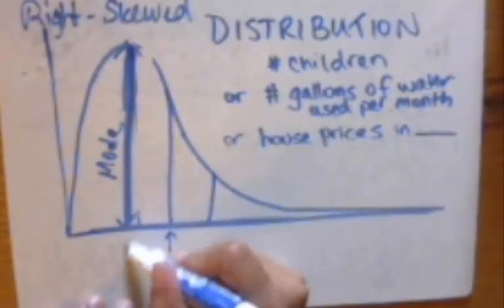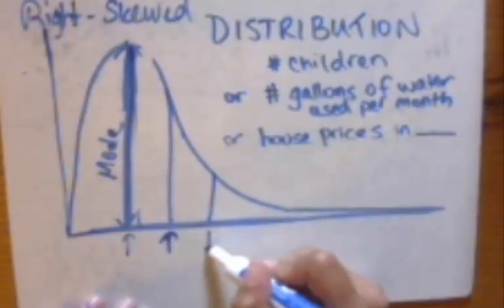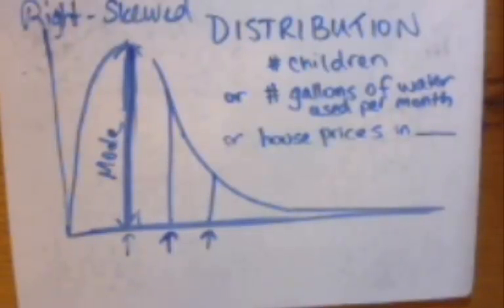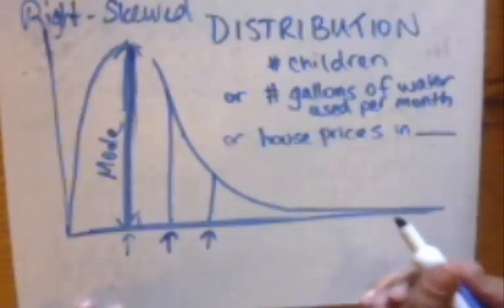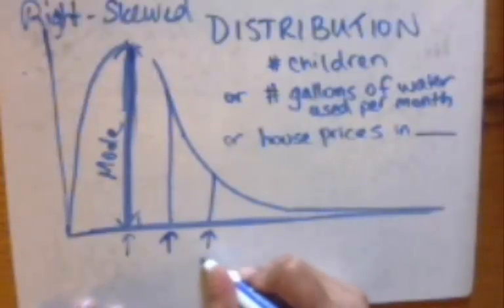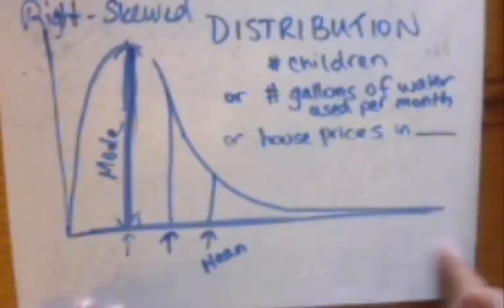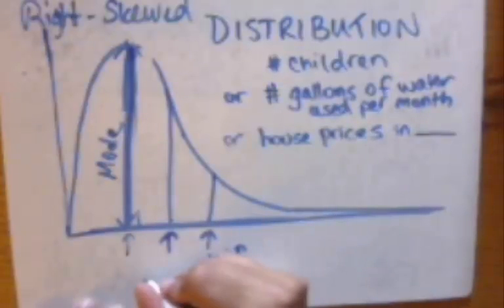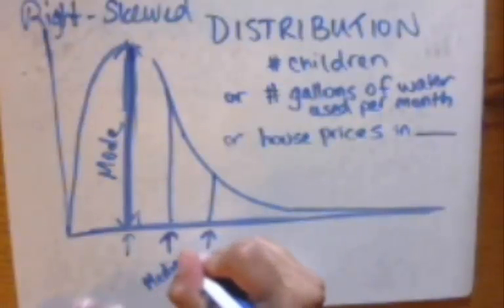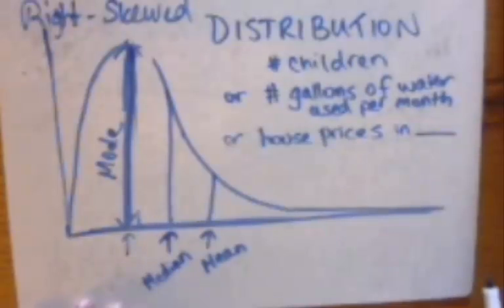Right here, the last two, one is the mean and one is the median. I know that the mean will be pulled to the right of the median when you have right-skewed data, just like we saw that 10 do.